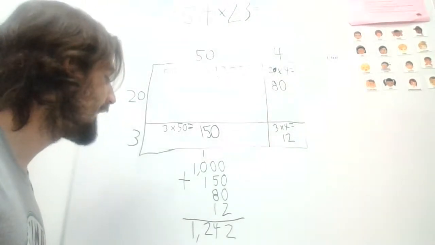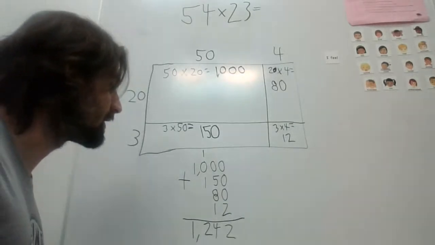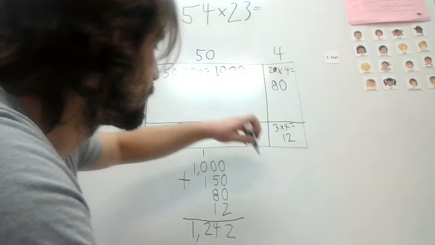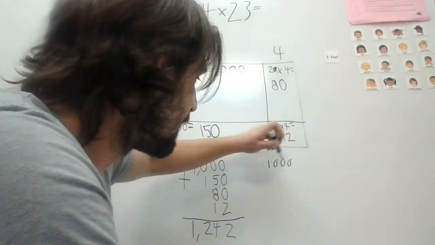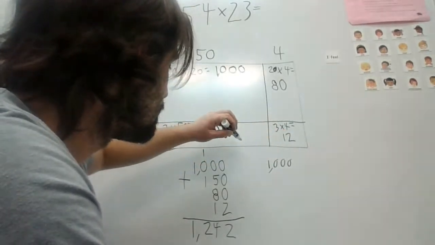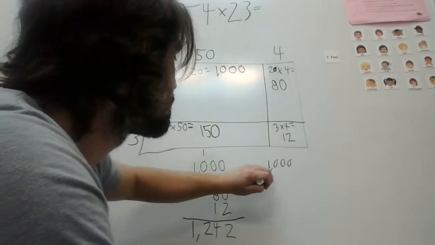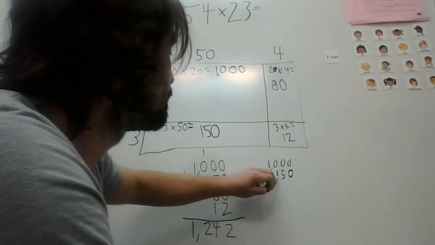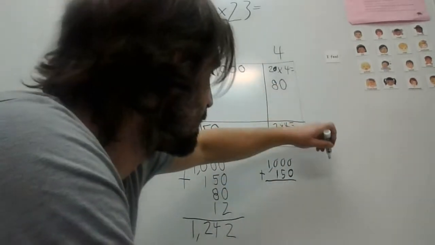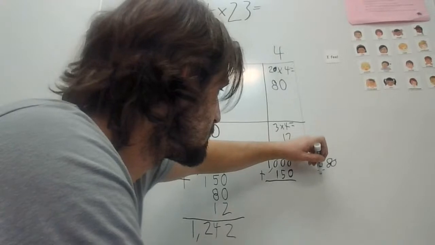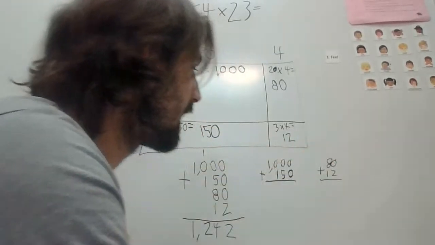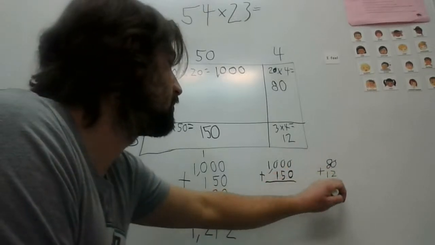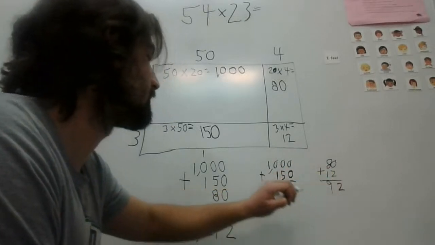Now, another way to do that, if adding all 4 numbers together is a little too difficult, you can do it this way. You can add your 1,000 plus 150. And you can add your 80 plus 12. And then add those 2 answers together. So 0 plus 2 is 2. 8 plus 1 is 9. So 80 plus 12 is 92.